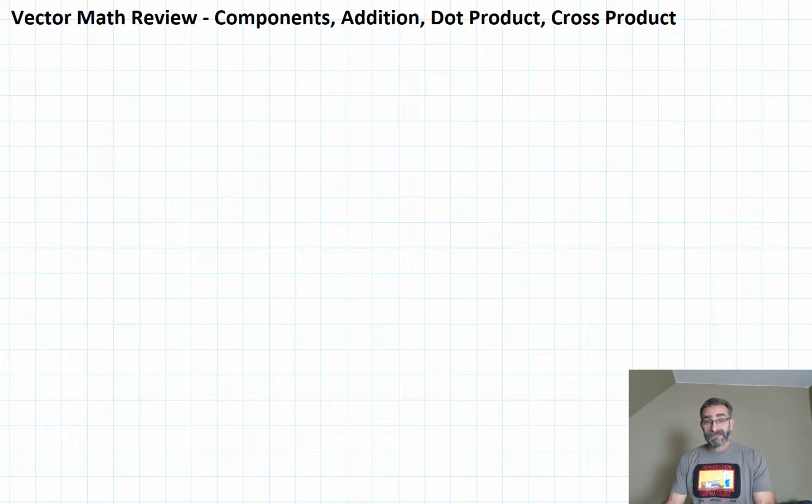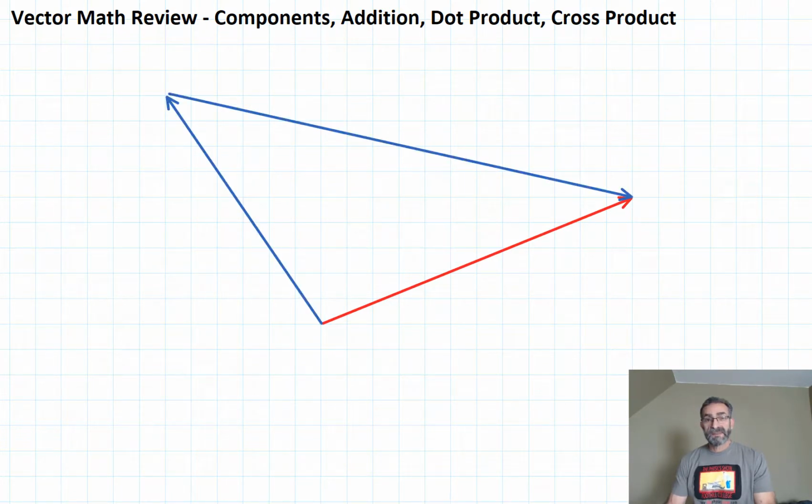Any vector can be written as the sum of other vectors. Here's a vector. Why don't you write it as the sum of two other vectors? Which two vectors would you pick? Did you pick these two vectors? Is the red vector the sum of these two blue vectors? Yes, it is.